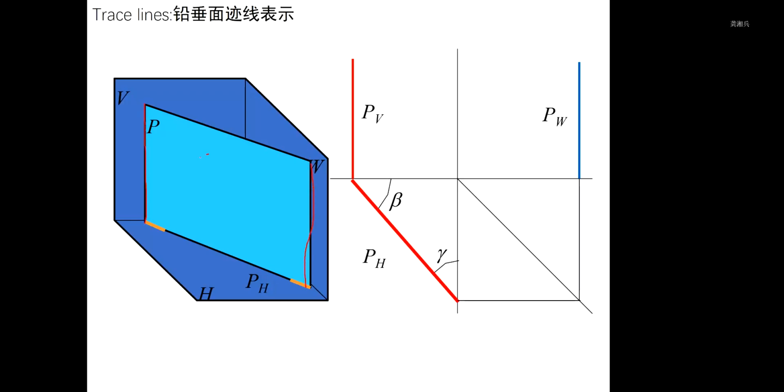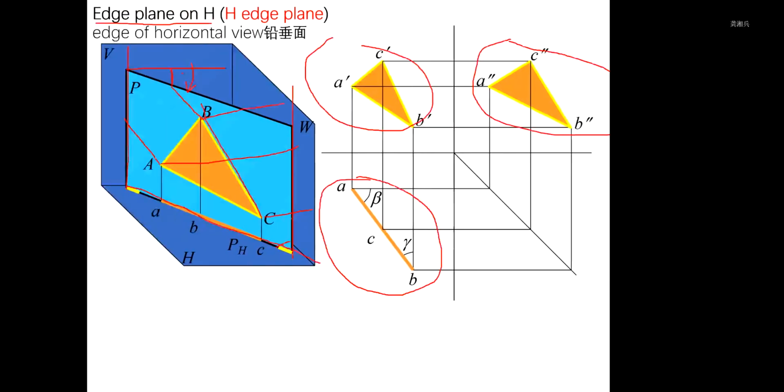And you should remember that any shape on this plane, whether a circle, a rectangle, or any other shape, all the projections should lie on this line. The same thing with this one, because you just extend the line here. This is PH. And this angle is the same as this one, because they are parallel.